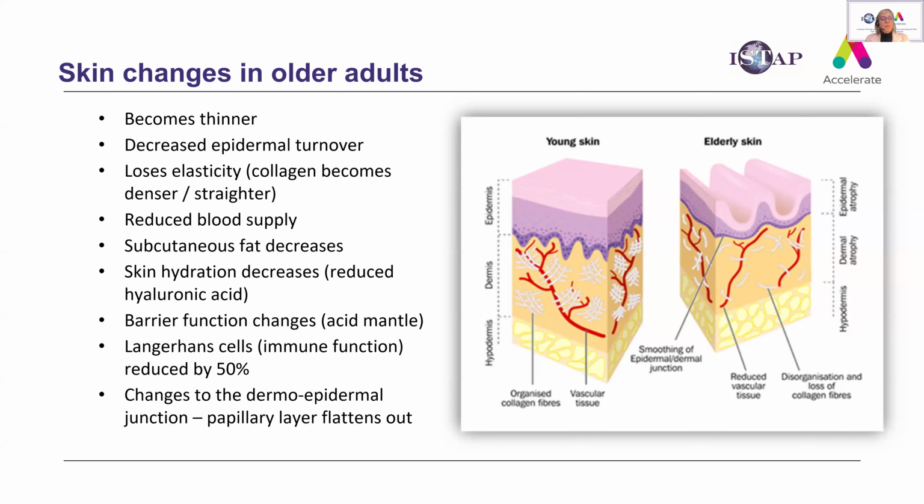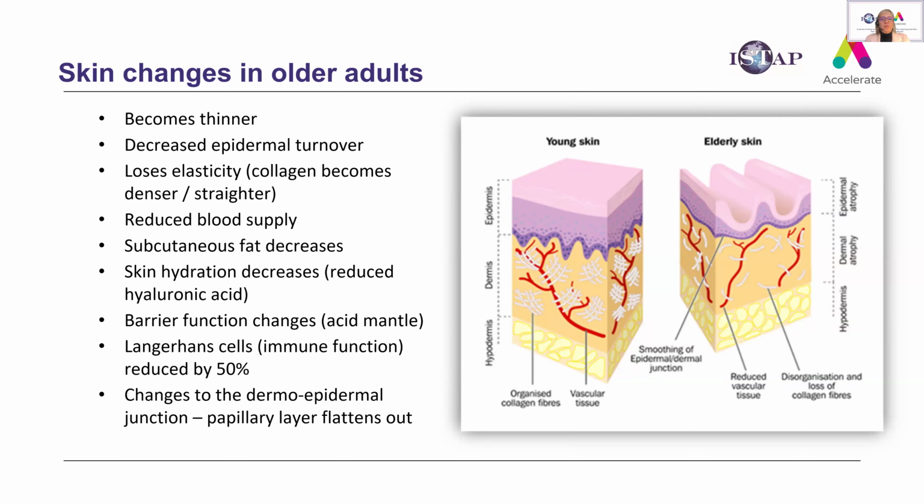A reduced blood supply is also an issue as we age. And of course, those people who smoke, that's going to be potentiated there. Subcutaneous fat decreases. Our skin hydration decreases. There's a reduction in the hyaluronic acid. And the hyaluronic acid is a naturally occurring substance that helps retain moisture in the skin and the eyes, and it lubricates our joints. And as we age, we lose our hyaluronic acid.